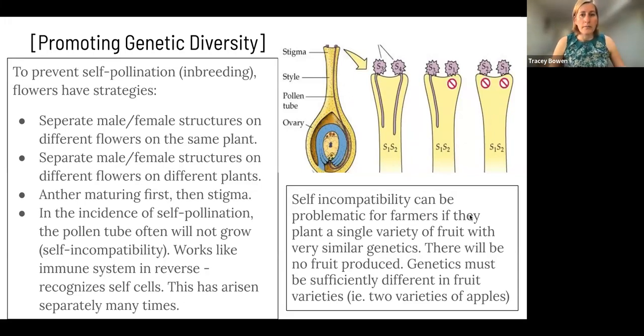But self-incompatibility processes can be really problematic for farmers if they plant a single variety of fruit with very similar genetics. Then there would be no fruit produced because there would be no pollination of the flowers. So genetics must be sufficiently different in fruit varieties. For example, different varieties of apples, many of them are related. And so if you were planting an entire field of the same type of apples, let's say Granny Smith apples, then they potentially would not fertilize themselves and other plants. And as a byproduct, you'd end up with no apples.